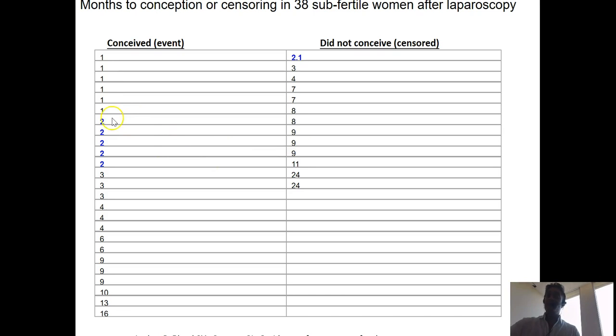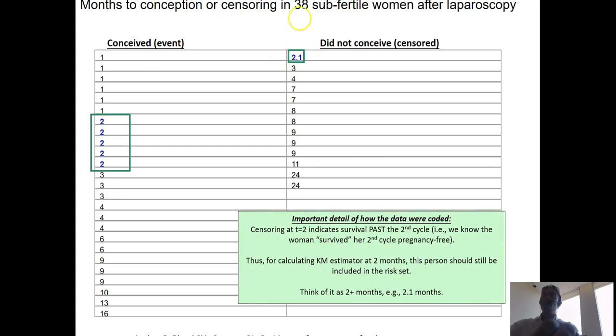event. The next time something happens is at 2 months. 1, 2, 3, 4, 5 people get pregnant at 2 months. But one person left at 2 months. Notice I've changed this from 2 to 2.1. There's no real reason. It's just a way to remind myself that I'm going to deal with this later. There's a note over here that talks about what that means. I've just added a 0.1 just to remind myself I'm going to have to deal with this in the next interval. Okay, but right now, 1, 2, 3, 4, 5 people have now left my study.